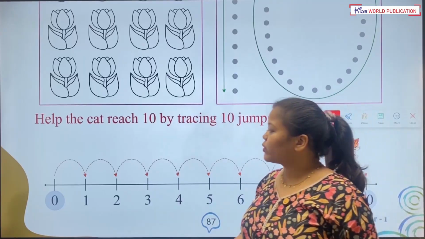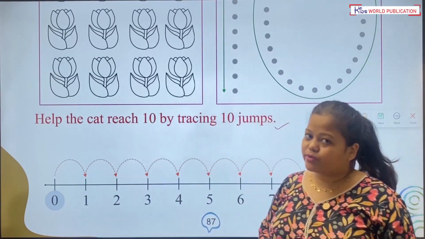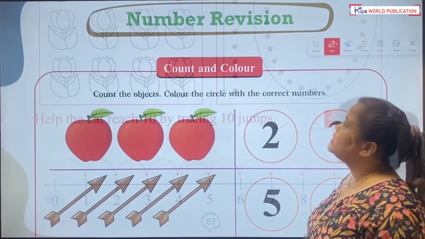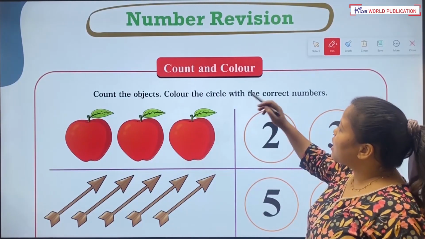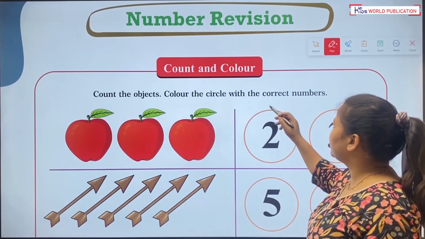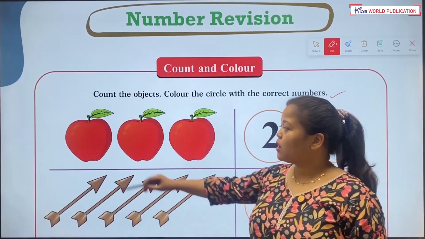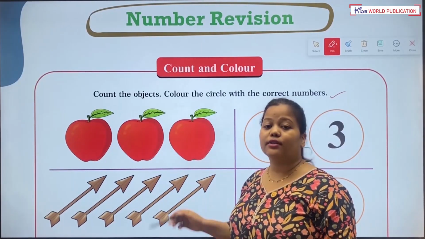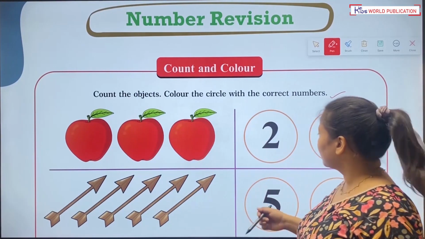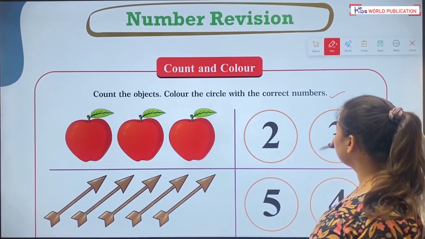So kids, here you will trace the dots and help the cat to reach number 10. Number revision. Count and color. Count the objects. Color the circle with the correct number. So let's count the object. 1, 2, 3. 3 apples. 2 or 3. So the right number is 3.